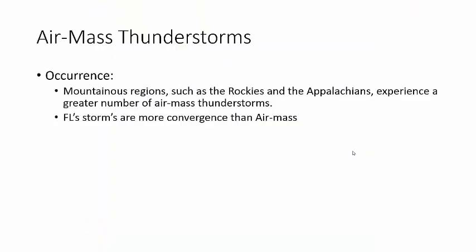Now, where do these air mass thunderstorms occur? You're like, well, MT, obviously it's going to be here. Actually, Florida storms are more convergence than air masses. Yes, we can get a few of them, but they're more convergent thunderstorms than air mass thunderstorms. Anyway, where do they occur? Mountainous regions, the Rockies, Appalachians. Those guys really do get that huge number of air mass thunderstorms.